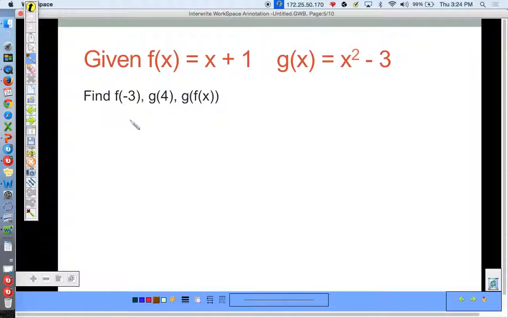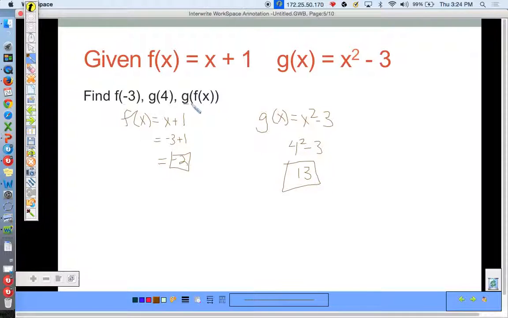So we'll go to our f function. We know f of x equals x plus 1. So we can plug in negative 3, and we end up with negative 2. g of 4, well, our g function is x squared minus 3. So 4 squared minus 3, 16 minus 3 is 13.